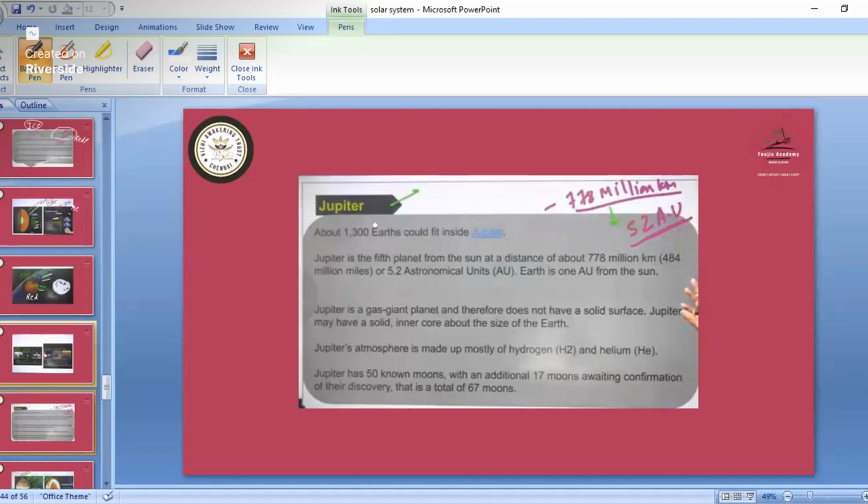Now we'll see about Jupiter. Jupiter is the 5th planet, and it is 778 million kilometers away from the Sun, and it is a gas planet. Now we are studying the outer planets, and all those outer planets are gaseous planets. Jupiter's atmosphere is mainly made up of hydrogen and helium. Jupiter has 50 known moons, and an additional 70 moons are waiting for confirmation. So totally it has 67 moons.